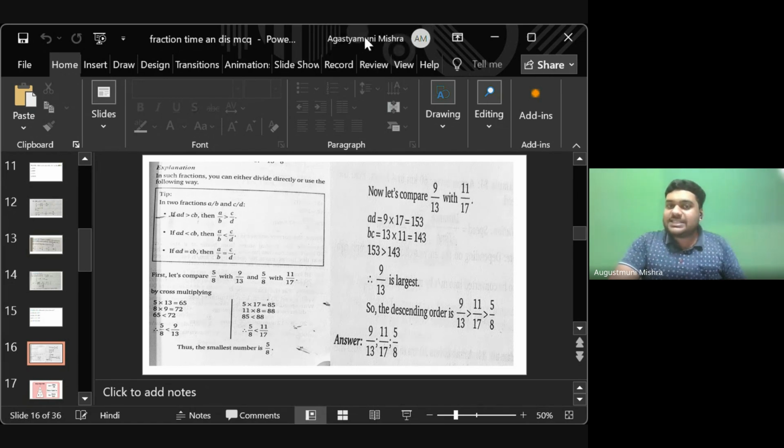So like this, you can solve this in one pattern. The alternative pattern is very easy. You can just divide: from 8 you divide 5, from 13 you divide 9, from 17 you divide 11. You will get the answers in decimal, and on the basis of that you can arrange the decimals. So these are both patterns. Cross multiplication is easy, and the division is a little bit long, but also very easy to understand. Is that clear, ma'am?